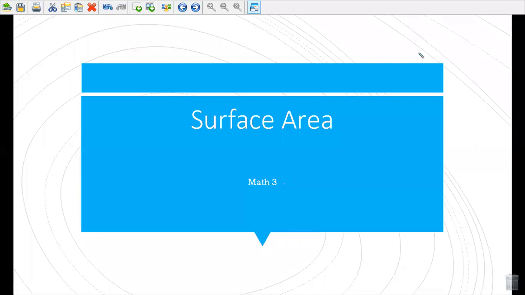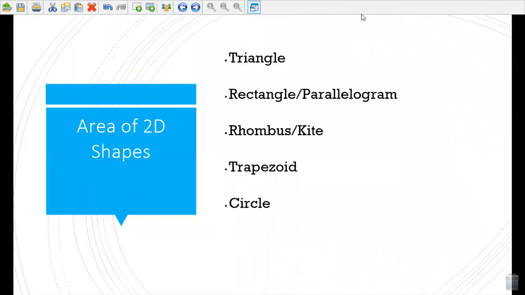All right, moving into our next unit, we're going to be looking at 3D shapes. Our first part is surface area, which is what it sounds like. We're finding the area of the surfaces of these 3D shapes. But to begin with, we've got to look at our 2D shapes. We've got to make sure we can find the area of all the different parts, so we've got to review 2D shapes.